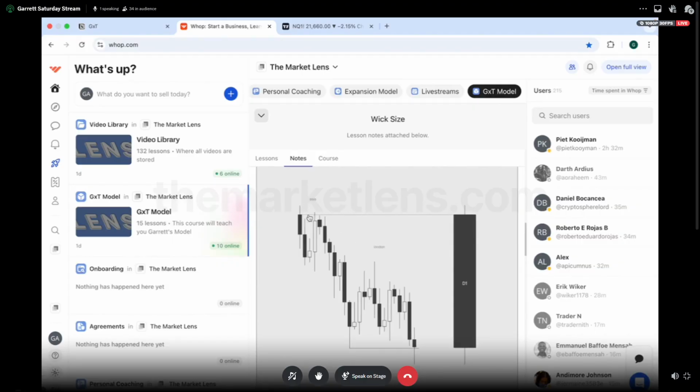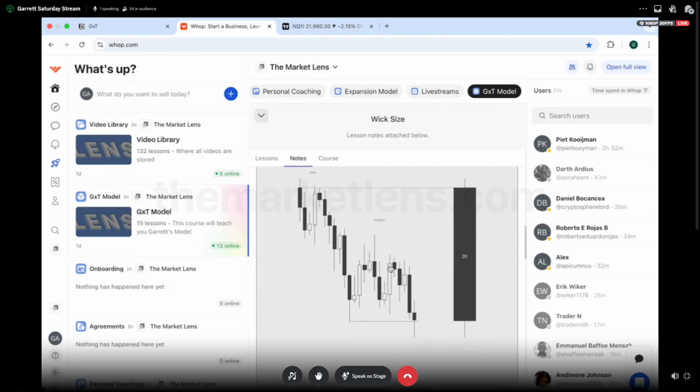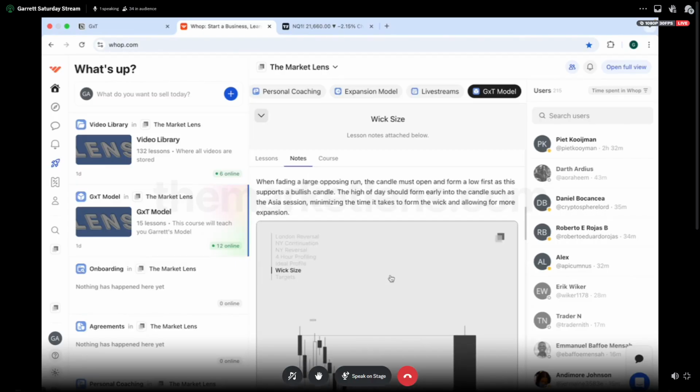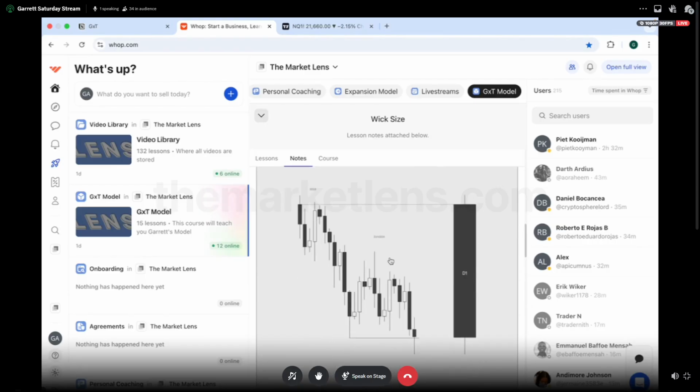So the high of the day must be created in Asia session early on in the candle, and we must open low first if you're going to trade a bullish reversal, right? Why? Because we want little to no wasted movement in the candle, right? We don't want to open high and then low and then trade high again, right? We want to just open low and then trade high back to the opening price here, right? And then the low of the day created from an hourly 4-hour key level, just like normal.